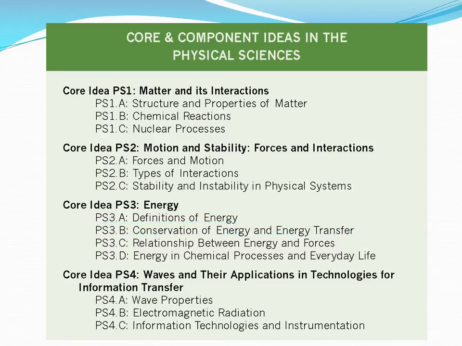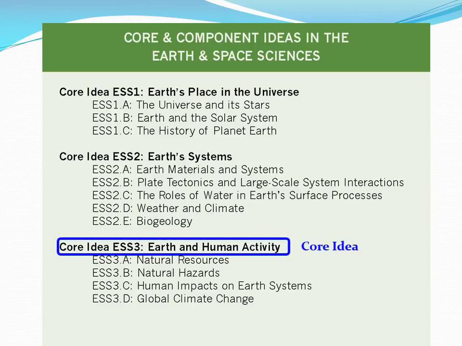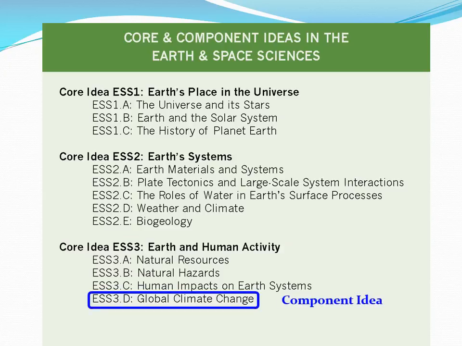Okay. The next thing that I want to look at is Earth and space sciences. Again, the core idea is Earth and human activity. We want students to know that the Earth and humans interact with each other, and global climate change is a component idea of that. We want students to understand that climate change does occur, and that there are components of natural Earth processes that contribute to this, and components of human activity.